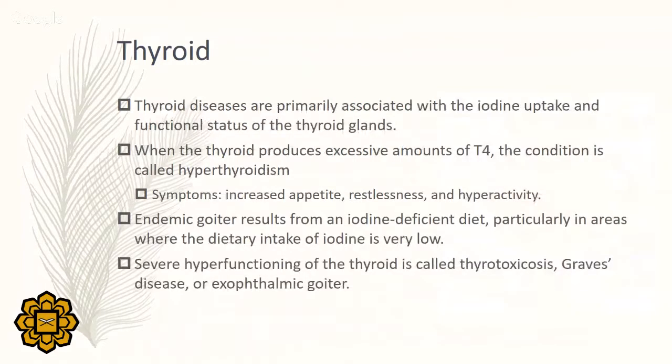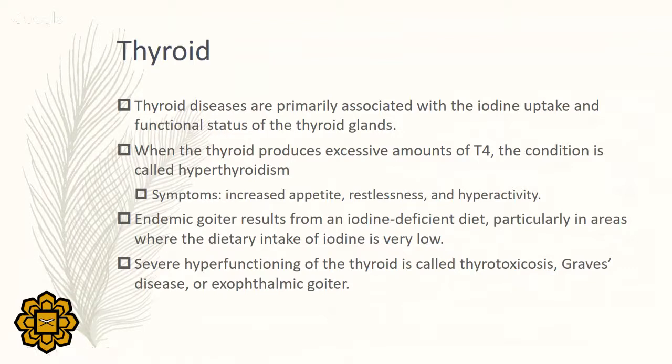Okay, when we talk about thyroid diseases, you know that the thyroid is associated with iodine uptake. So any disease related to the thyroid is usually related to iodine uptake, and the other one is the functional status of the thyroid gland. So there are two: either related to iodine uptake or the functional status of the gland itself. When your thyroid produces too much or excessive amounts of T4 or thyroxine, we call the condition hyperthyroidism.